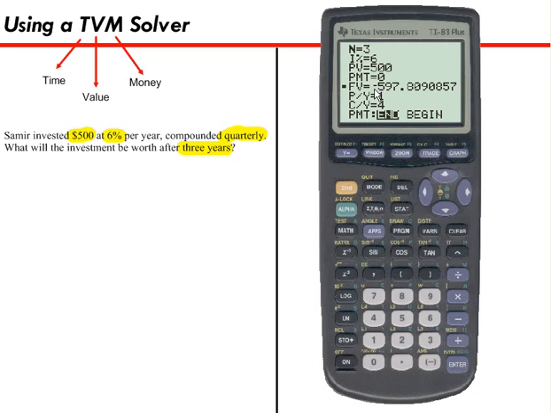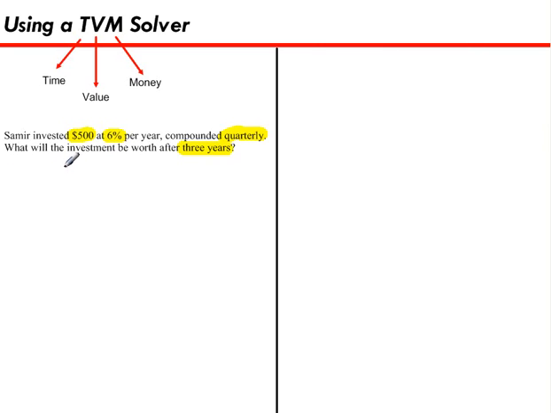The reason there's a negative in front of the number is because that's money that we can't access yet. Anytime we can't touch the money, the graphing calculator, the TVM solver, puts a negative in front of it. Try and remember that. So that's really all there is to it. The final value will be $597.81. So I'll just write that down. So after 3 years, the investment has grown almost $100 from $500 to $597.81.